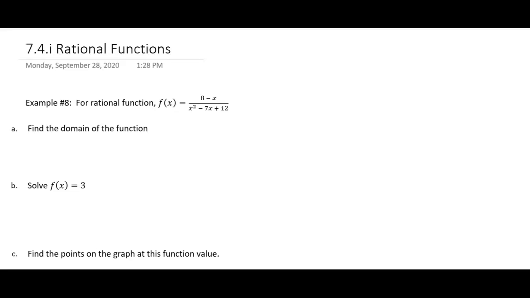So this problem is about rational functions, so it's going to be a little bit different. First it asks us to find the domain of the function. They give us a rational function, f of x equals 8 minus x over x squared minus 7x plus 12. The first thing you're going to want to do is factor that denominator. So x minus 3 times x minus 4. That's going to be the denominator.